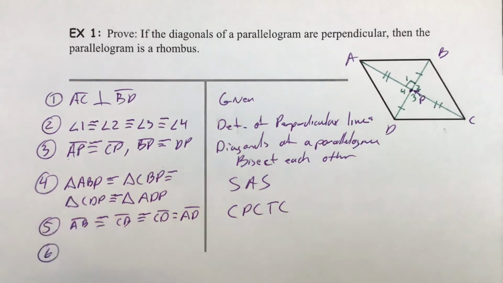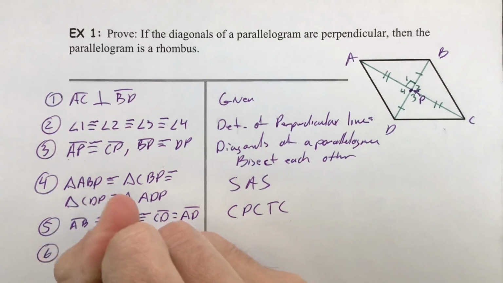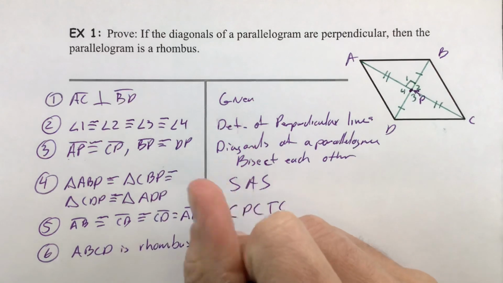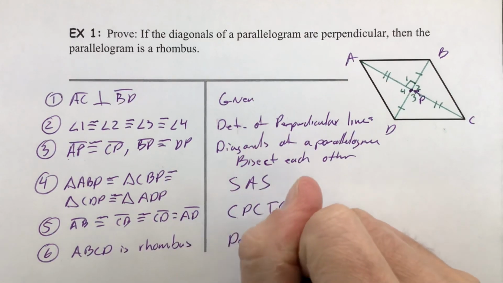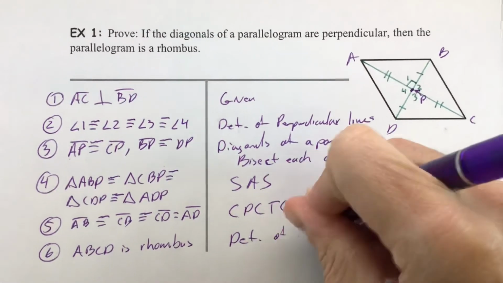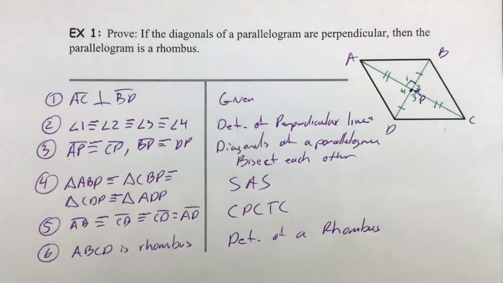And 6, we could go ahead and just make the statement that ABCD is a rhombus because of the definition. The definition is that all the sides are congruent. That's what we've proven here.